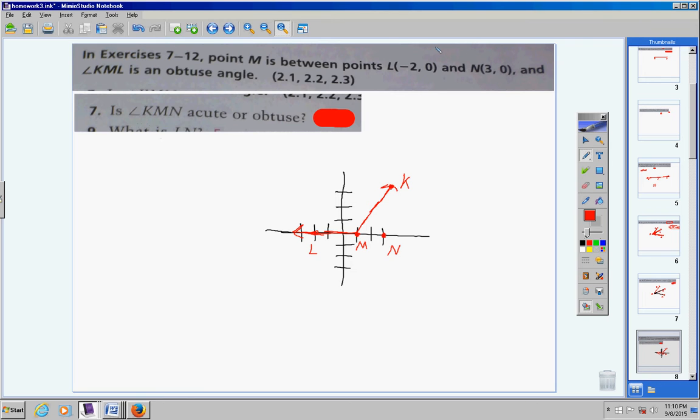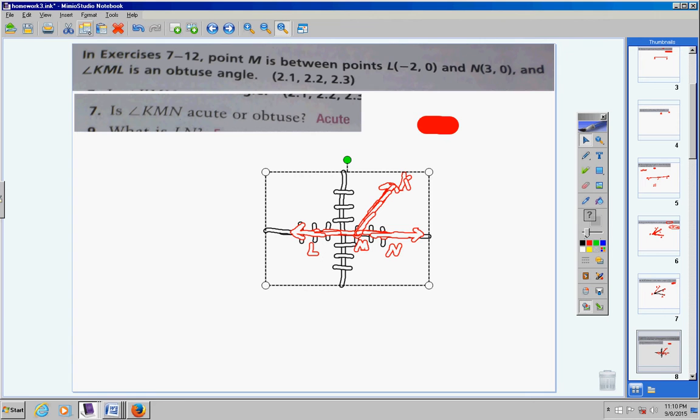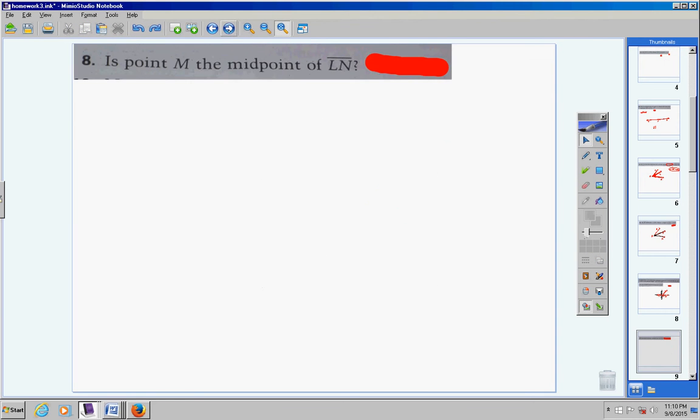So, let's answer the first question. I think I've taken all this information the best that we can, and we've put it onto a picture right here. So, question number 7. Is angle KMN acute? Well, here's K, M, N. Is it acute? Most definitely, it has to be. If this angle here is obtuse, then this angle here has to be acute. So the answer is yes. Or is the angle acute or obtuse? The answer is acute. Alright, let's copy this picture so we can continue to use it if we need to. Alright, moving on to number 8.